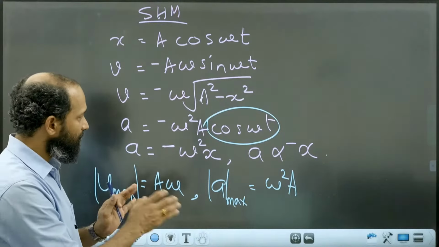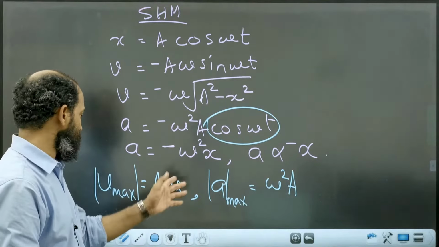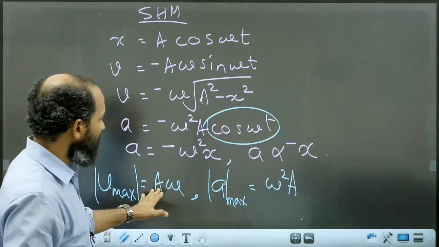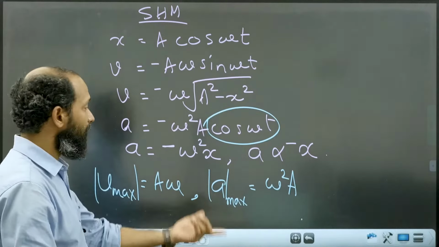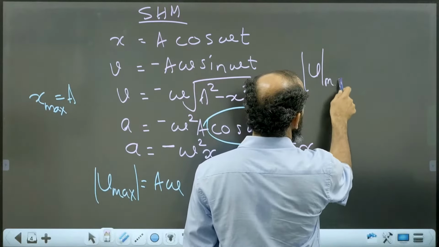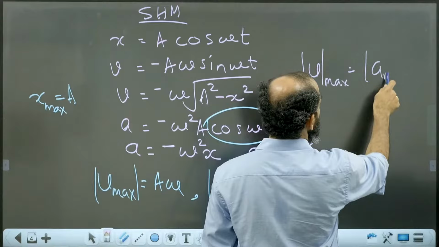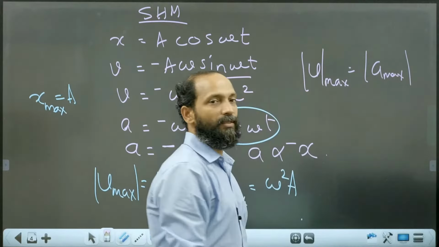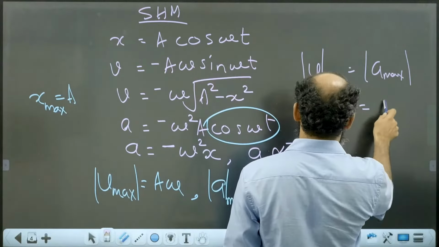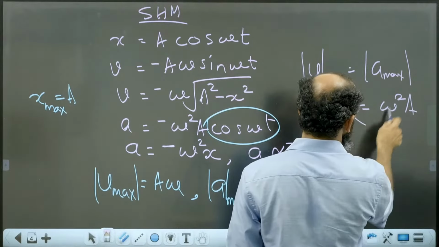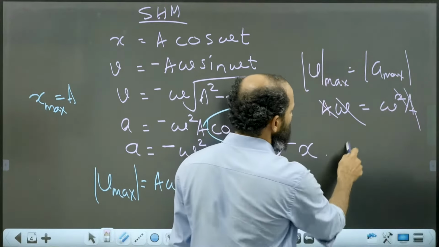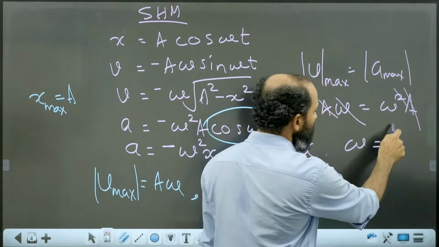Based on that, many questions are frequently asked. In the last Mains paper, this question was seen: when maximum velocity is equal to maximum acceleration numerically, what is the condition? Modulus of v max is equal to modulus of a max. That is, a omega is equal to omega square a. Omega gets cancelled, a gets cancelled. So we get one omega remaining, omega equal to 1.